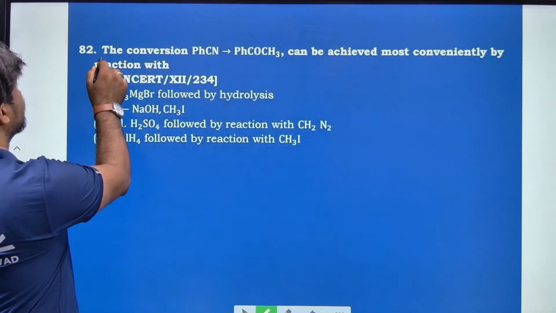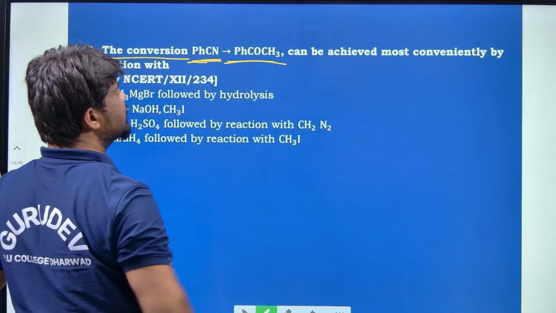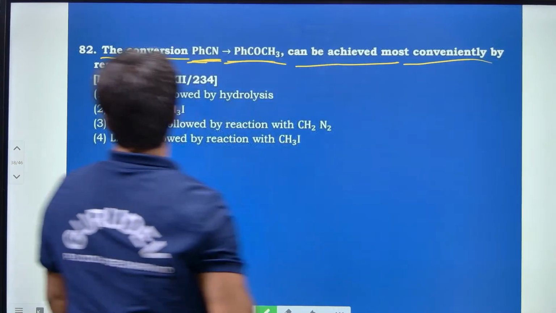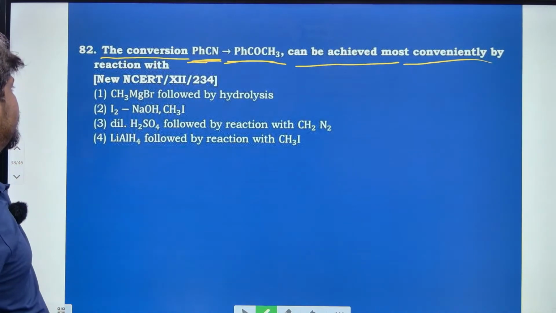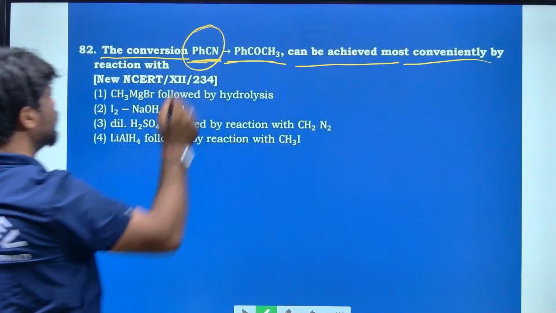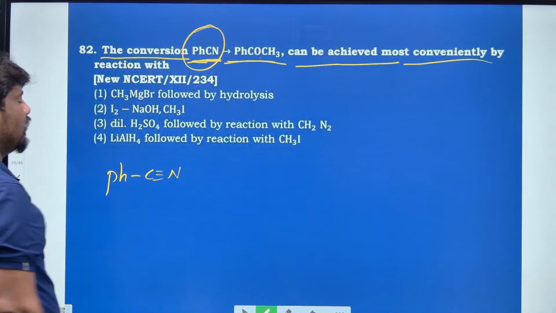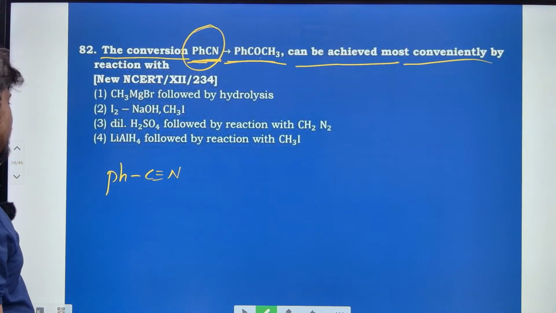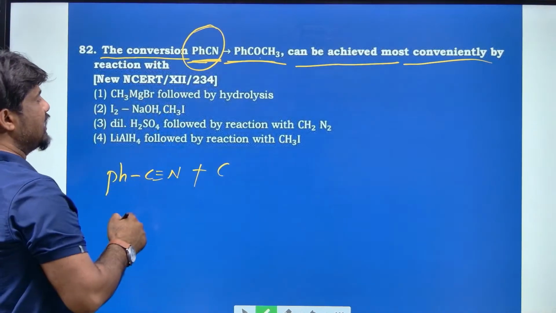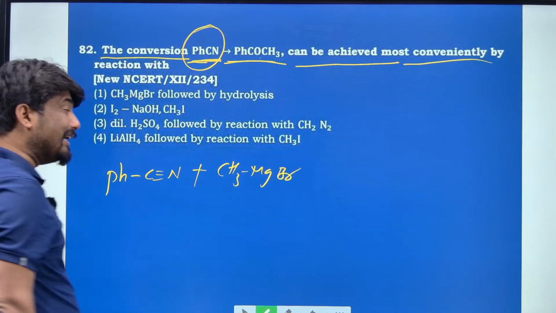Question number 82. The conversion of PhCN to PhCOCH3 can be achieved most conveniently by which reaction? I can convert it from phenyl cyanide. It's very simple: PhC triple bond N, that is phenyl nitrile. When this phenyl nitrile is treated with the first reactant, CH3MgBr, that is a Grignard reagent.